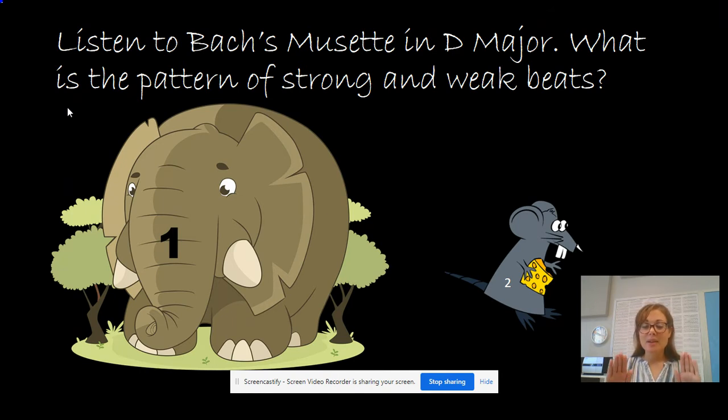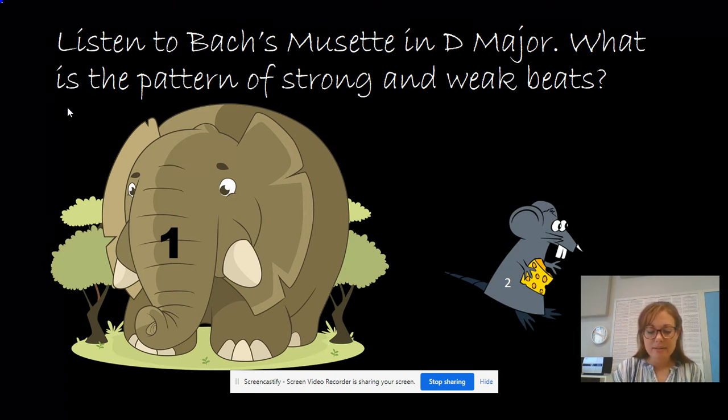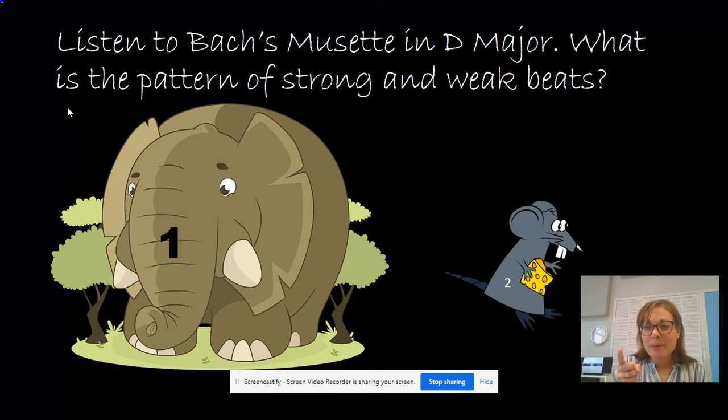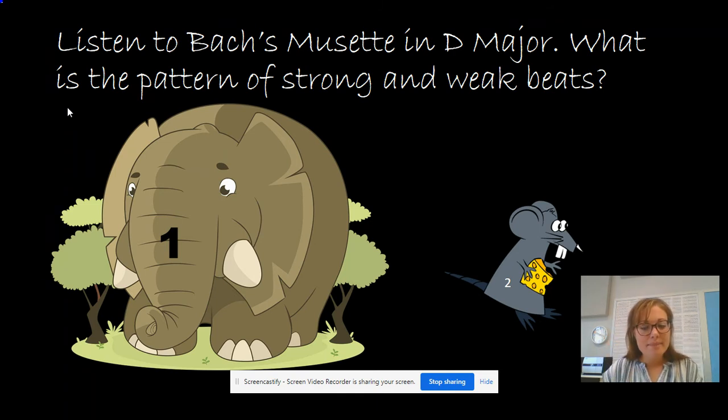So again, this one's fast, so we'll have to go fast, but we're going to pat on the strong beat and we're going to clap on the weak beat. You ready? Oh, I'm not ready. Now I'm ready. Here we go. That's quick. We say it has a fast tempo because tempo, remember, is the speed of the beat.